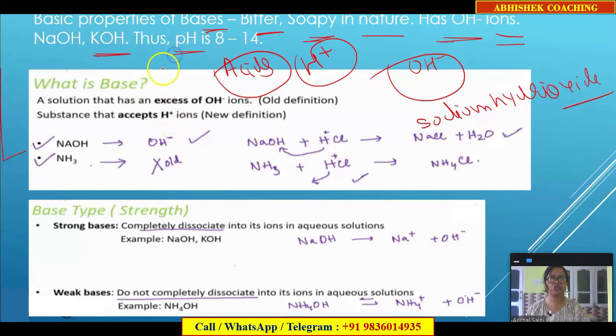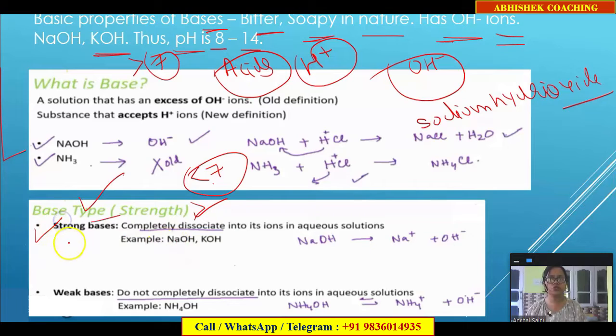Bases have a pH of greater than 7, whereas acids have the pH of less than 7. So that means bases have the pH range between 8 to 14. Okay, 8 to 14. Now, bases are of two types. One is the strong base, other is the weak base. Okay, this classification is on the basis of the strength.